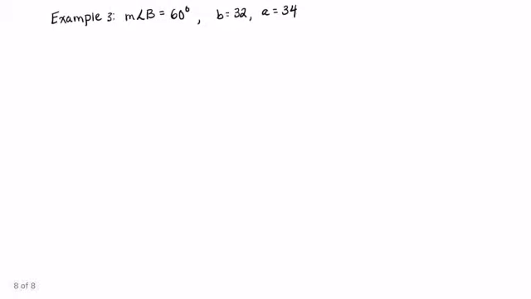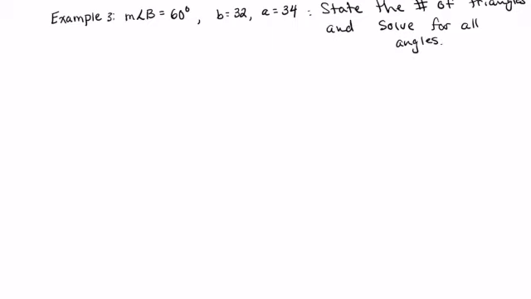And our last example. Maybe here they want you to state the number of triangles and solve for all angles. So we have our triangle again. I have A, B, C. The measurement of angle B is 60 degrees. Side b equals 32 and side a equals 34.